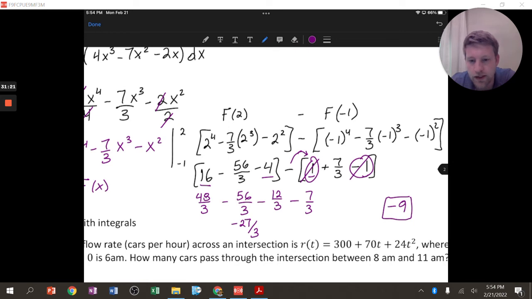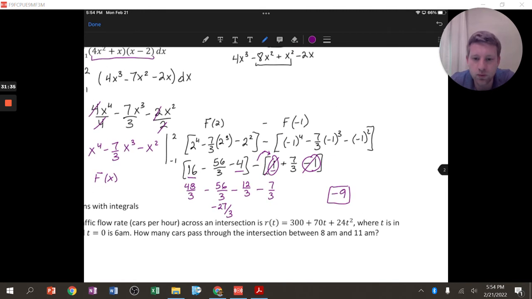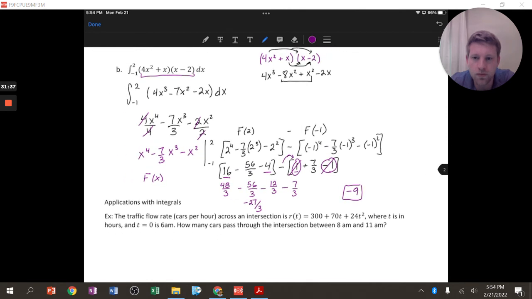We can get negative 56 is already there, negative 56 over 3, and then negative 12 over 3. If we work down that result, we should get negative 27 over 3, or negative 9, for that final result. So that would be the area, again, underneath the curve from -1 to 2. So we'd have, in other words, more area underneath the x-axis than above the x-axis for this specific function.